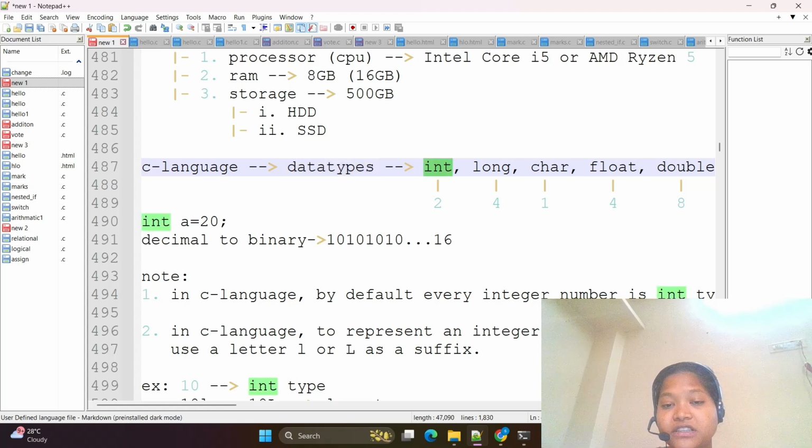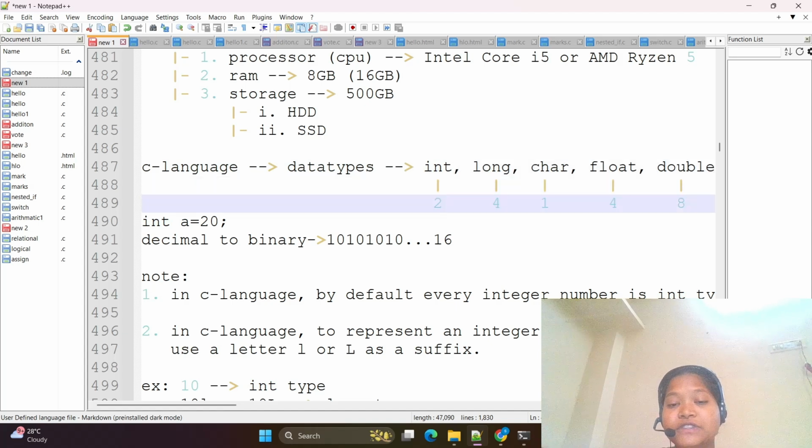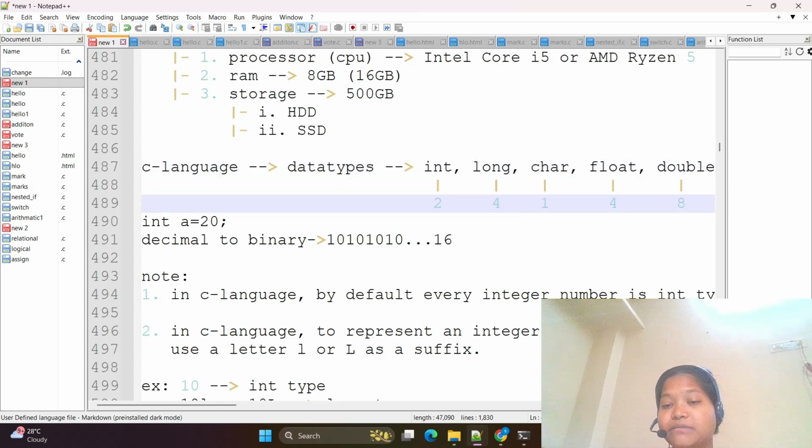For the integer data type, the size is 2 bytes. For long it's 4 bytes. For char it's 1 byte. For float it's 4 bytes. For double it's 8 bytes. 1 byte means 8 bits. A single bit, 0 or 1, is called 1 bit. So 1 byte means 8 bits. Just remember these things.